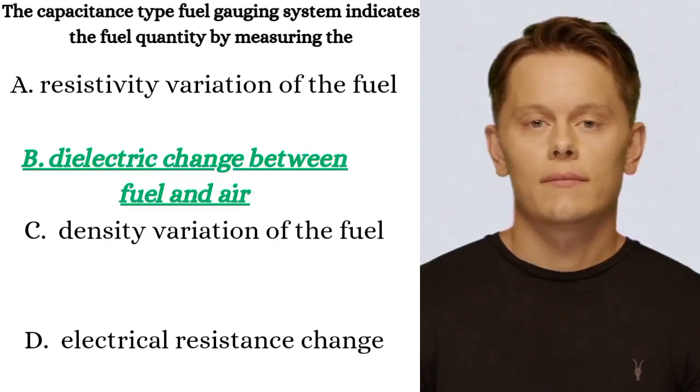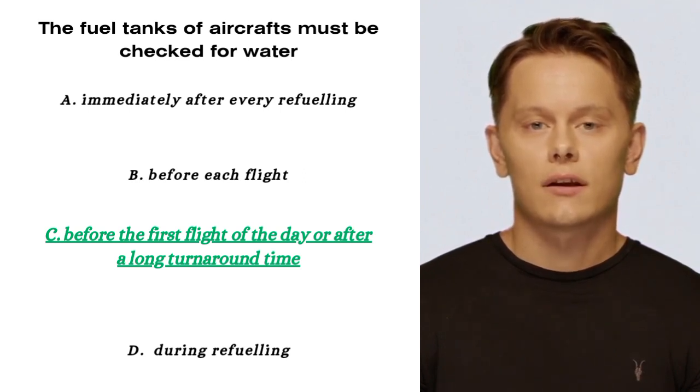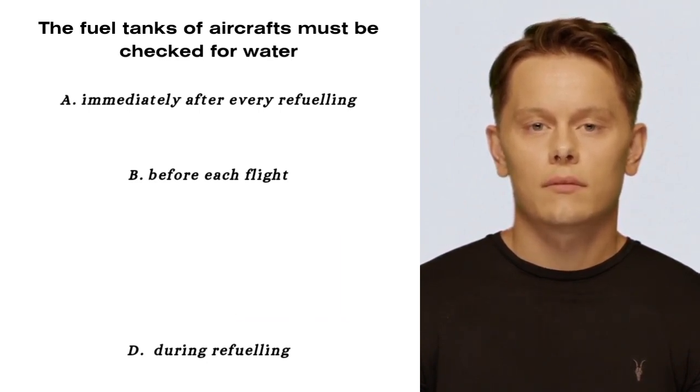Question 1. The capacitance type fuel gauging system indicates the fuel quantity by measuring. The answer is B. Dielectric change between fuel and air. Question 2. The fuel tanks of aircrafts must be checked for water. The answer is C. Before the first flight of the day or after a long turnaround time.